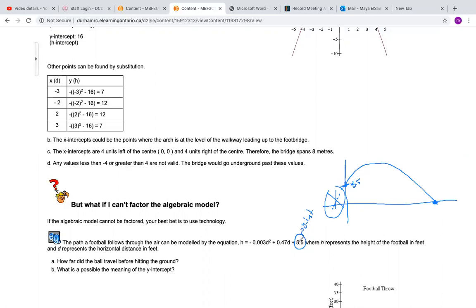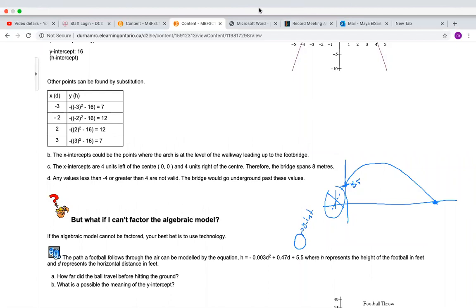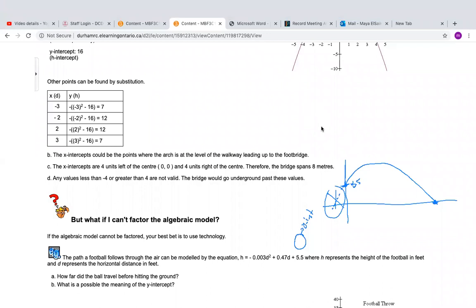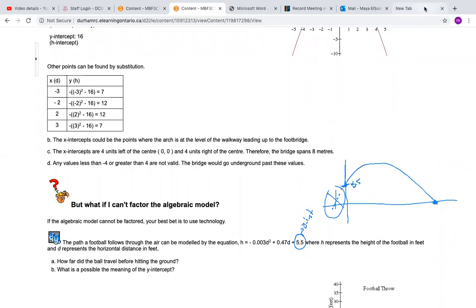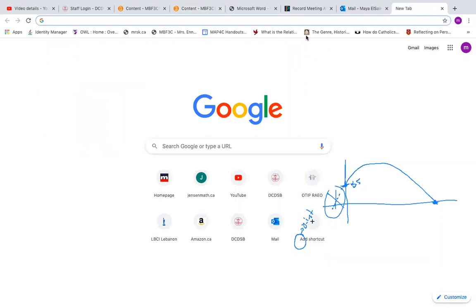So I can't factor this. It's not easy to factor. There is a method that we use, and it's called the quadratic formula, but we don't learn it in this course. So what we're going to have to do is use technology to graph. And the technology that we're going to use is called Desmos. Okay, in the assignment, it's going to say use WinPlots or whatever it is. Don't use that, just use Desmos.